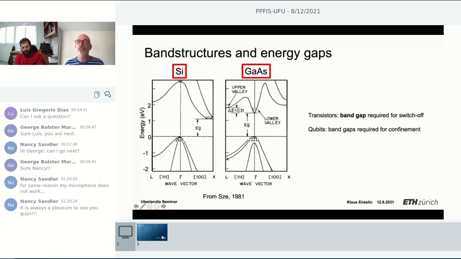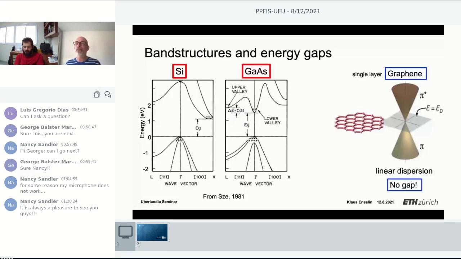Now, let's look at graphene. Graphene looks very different. Graphene has what we call a Dirac-like band structure. So there is a linear dispersion, no parabolic dispersion, but a linear dispersion. And there is no band gap. In theory, you would argue that the density of states at the charge neutrality point, or at the Dirac point, as it is called, could become infinitely small. But in reality, it's never zero. And there are many reasons for that. There's disorder broadening, there are electron-electron interactions, there's finite temperature, and so forth. So there is never a gap for graphene.